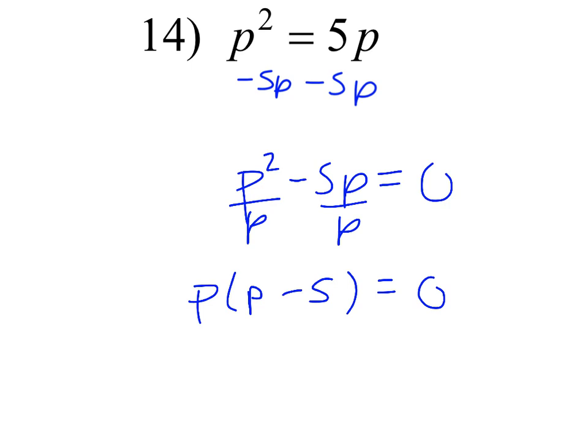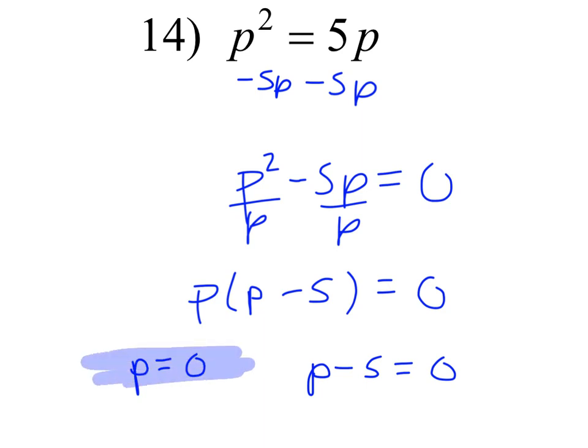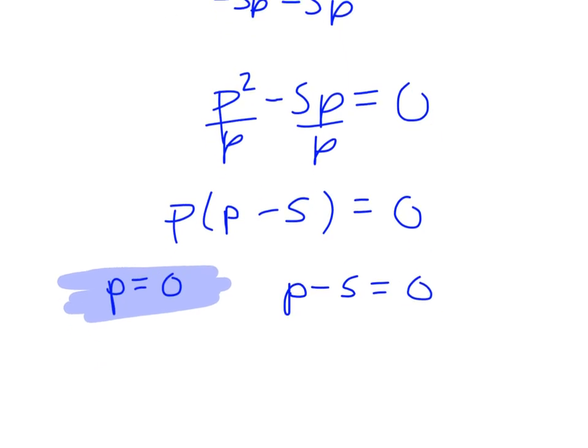Now, what do you think we do from here? What did we do when we got to this step in our other problems? Separate them. So we have p is equal to 0, and p minus 5 is equal to 0. For p is equal to 0, we don't even have to solve it. It's already solved for us. 0 is one of our answers. And then how do we solve p minus 5 is equal to 0? Add 5. So p is equal to 5. So these are our two answers here.